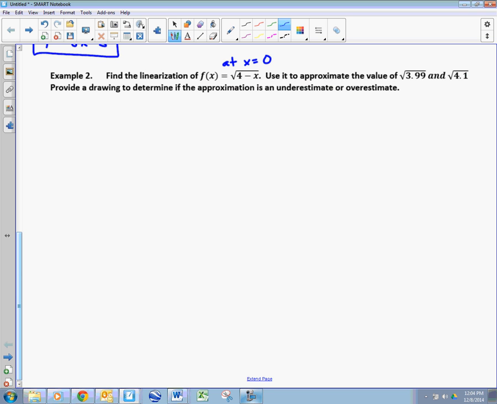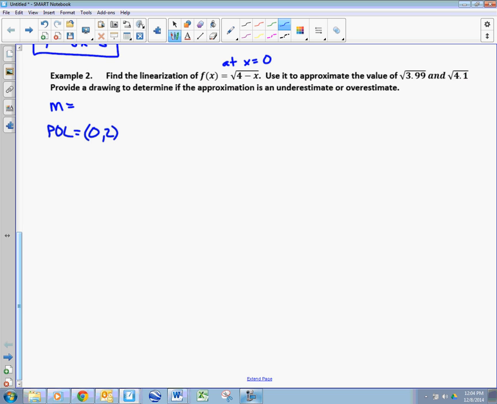Yes, exactly. So I need a point on the line. What is the point on the line? 0, 2. So that's my y-intercept, isn't it? Isn't that nice? How do I find the slope?